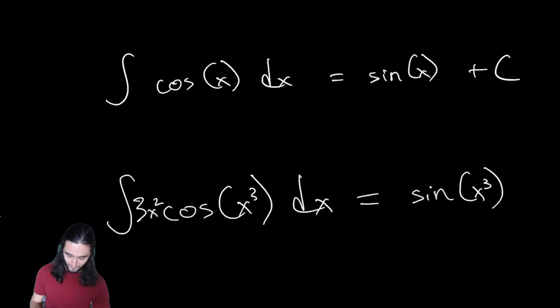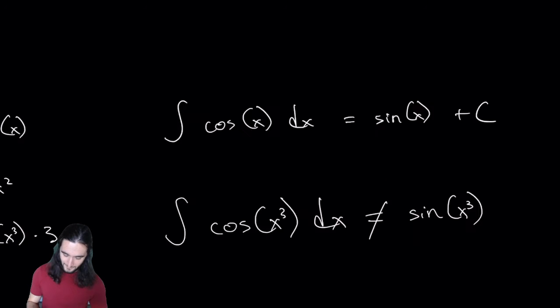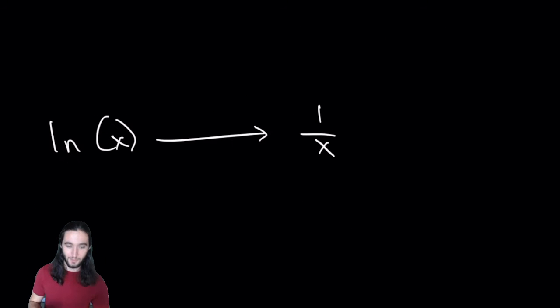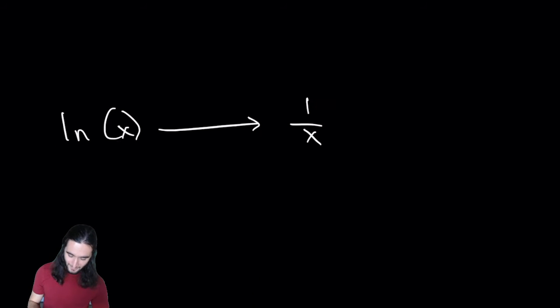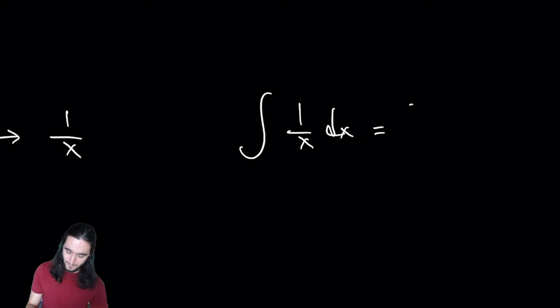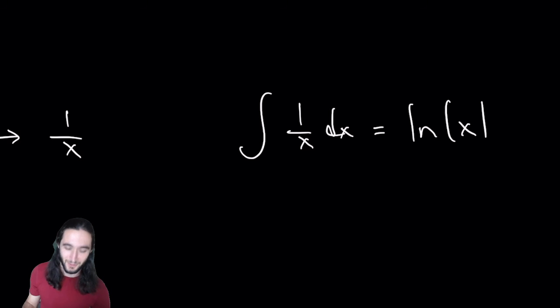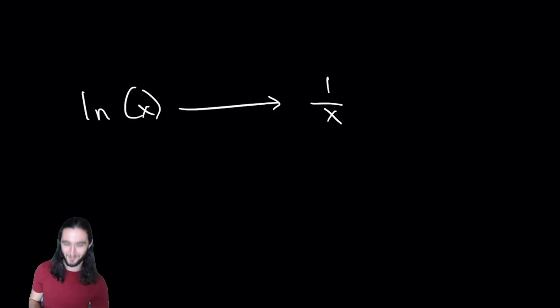You can't just integrate the outside function by itself if there's stuff going on the inside. This is not legit if that 3x squared is not there. As another example, you probably know that the derivative of natural log is 1 over x. So if somebody asks you, what's the integral of 1 over x? Easy peasy, it's the natural log. Now there's some absolute value stuff going on. Don't worry about that. It's kind of just distracting from the point I'm trying to make here.